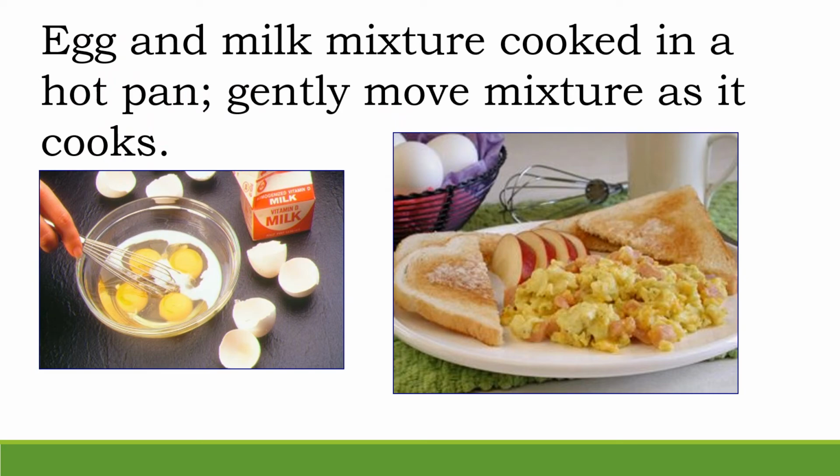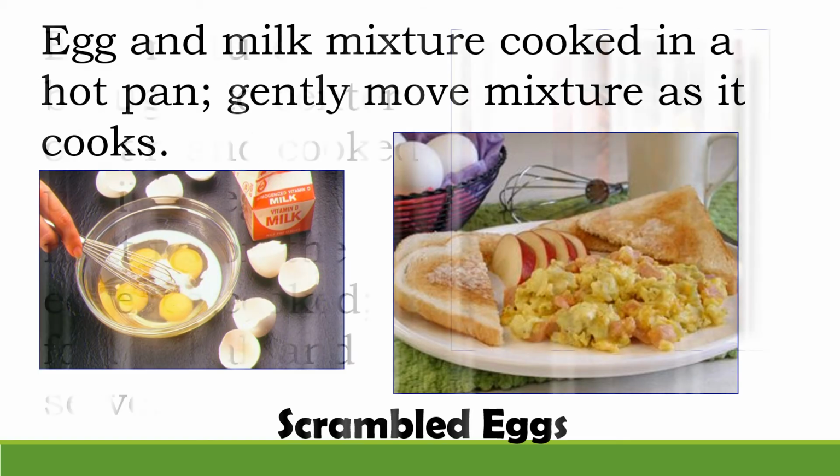Next, these are egg and milk mixture cooked in a hot pan. Gently move the mixture as it cooks. So these are correct. These are scrambled eggs. And these are a dish made from eggs, usually chicken eggs, stirred or beaten together in a pan while being gently heated, typically with salt, butter, and sometimes other ingredients.